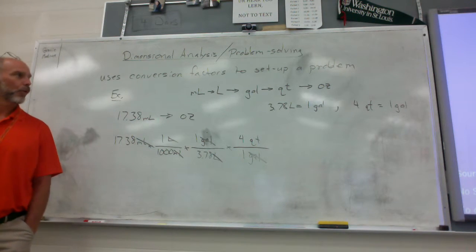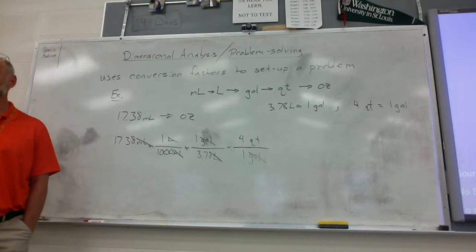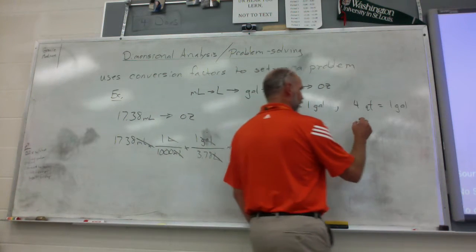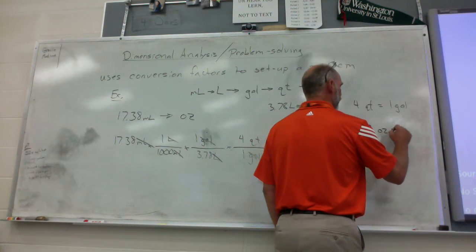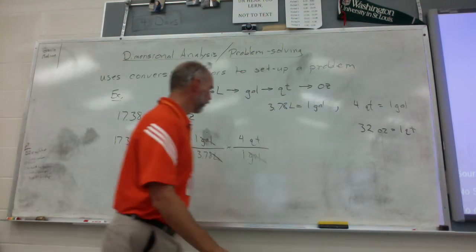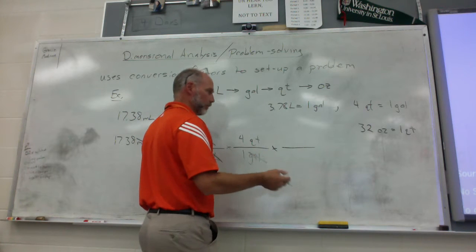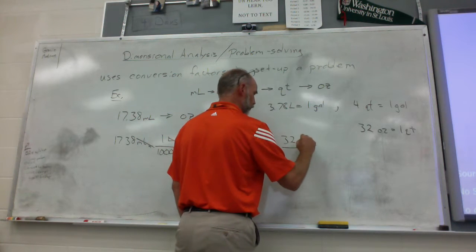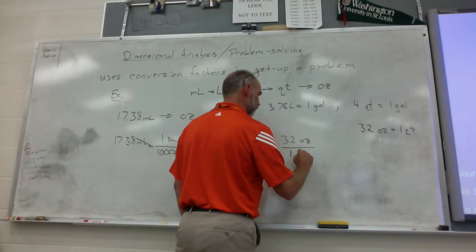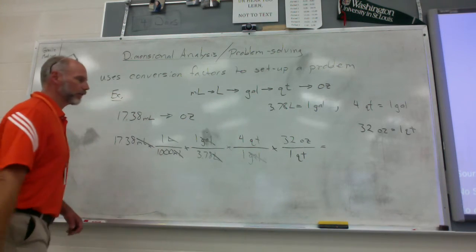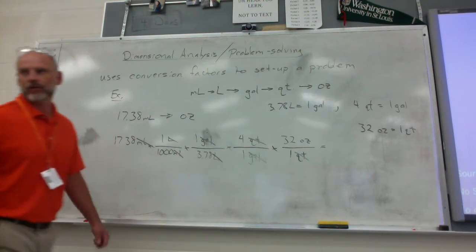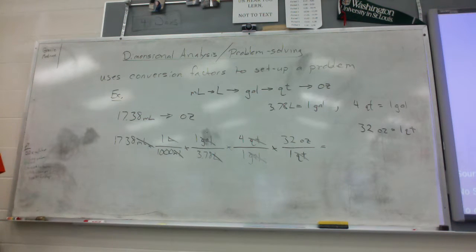Now I need to go from quarts to ounces. I just said this number. Anyone remember? There are 32 ounces in 1 quart. Which of those goes in the numerator? The ounces. That's what we're trying to find. And there we go. We let the units tell us how to set up the problem. Dimensional analysis. That's a little bit of work. We're going to do things that long constantly all year long.